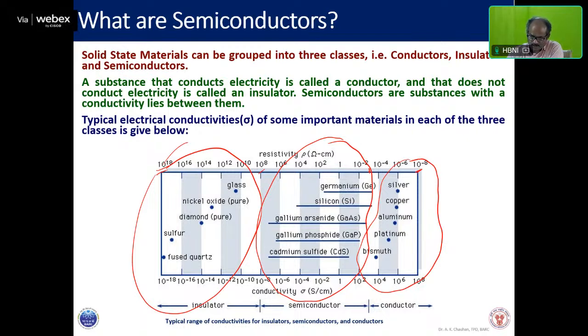This is resistivity, and in the lower plot we have conductivity, which is just the opposite of the resistivity. So it is 1 upon resistivity, and we call it conductivity. If the resistivity is 10 to the power minus 8, then the conductivity is 10 to the power 8, and the unit is Siemens per centimeter.